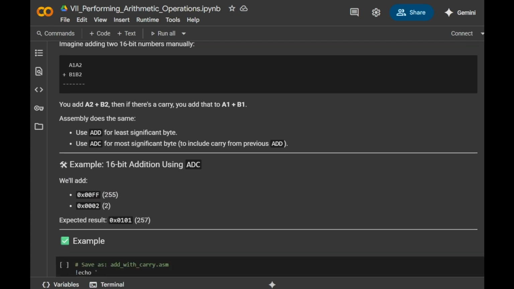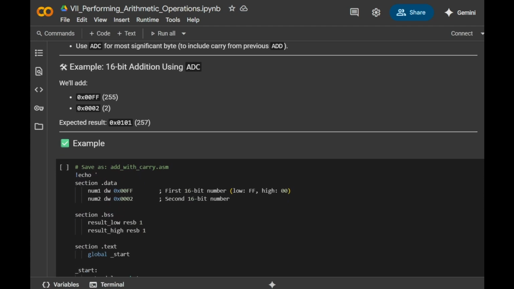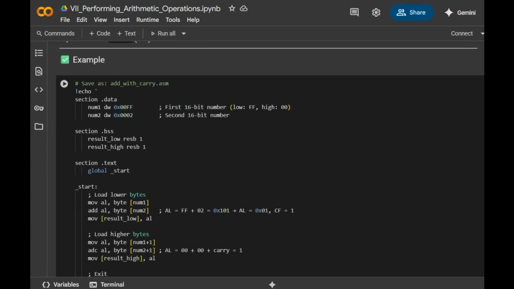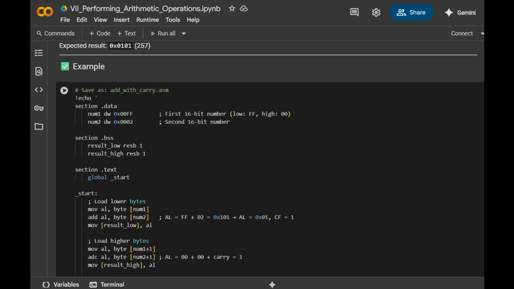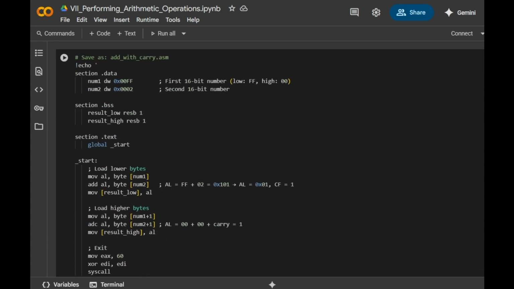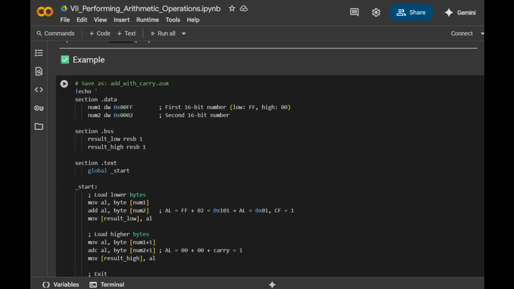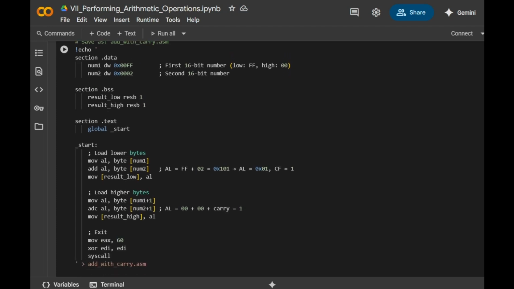Let's look at an example of adding two 16-bit numbers, hex 00FF and hex 0002. The expected result is hex 0101. In the code, we first load the lower byte of each number into registers and use ADD. FF plus 02 is 101 in hex, which is too big for 1 byte. So the result in the AL register is 01 and the carry flag is set to 1.